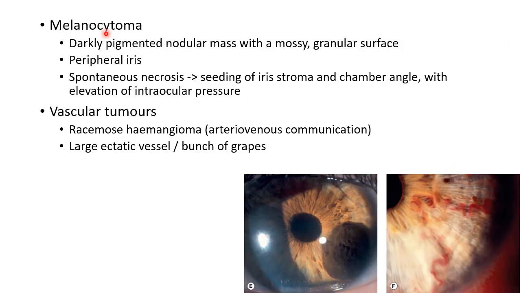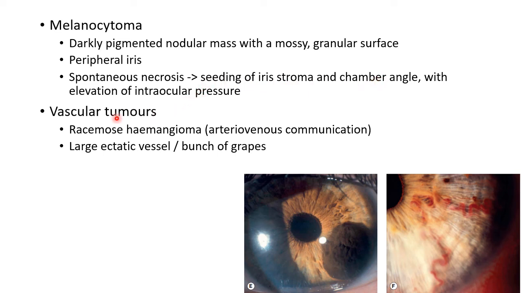Now let us discuss about melanocytoma. It appears as darkly pigmented nodular mass with a mossy granular surface, as you can see in this picture. It usually involves the peripheral iris. It can undergo spontaneous necrosis, leading to seeding of iris stroma and chamber angle with elevation of intraocular pressure.